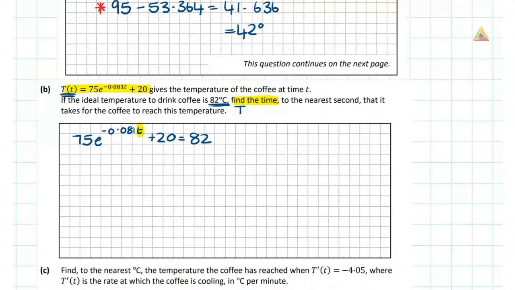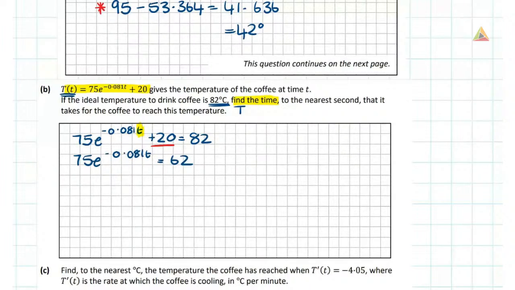And as you can see, it's in the power. So we always know that when it's in the power, we need to use logs to get it out of there. So we've a little bit of rearranging, a little bit of manipulating to do before we do anything. We're going to subtract 20 from both sides, and that will get rid of this 20 here. So that will give me 75 e to the minus 0.081 t equal to 62.